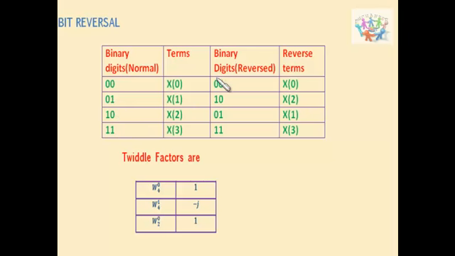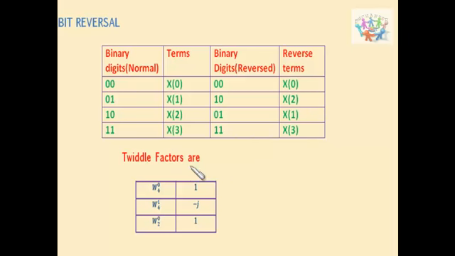Now we need to reverse these. So 0, 0, when you reverse, you will get 0, 0 again, for which the term will be x of 0. When you reverse the 0, 1, it will be 1, 0, for which the term is x of 2. And 1, 0 after reversing will get 0, 1, for which the term is x of 1, and 1, 1 will remain 1, 1, which is x of 3.